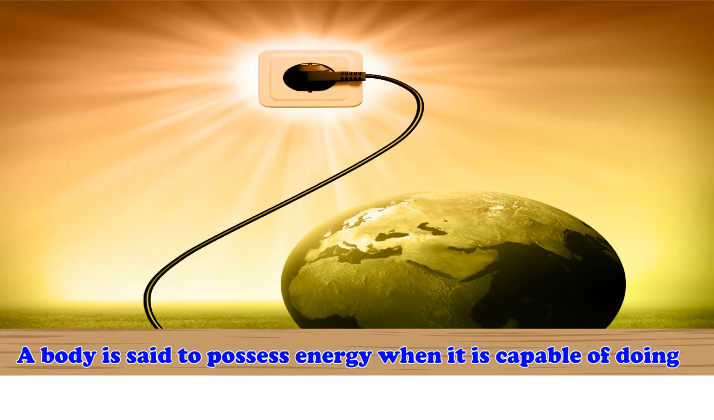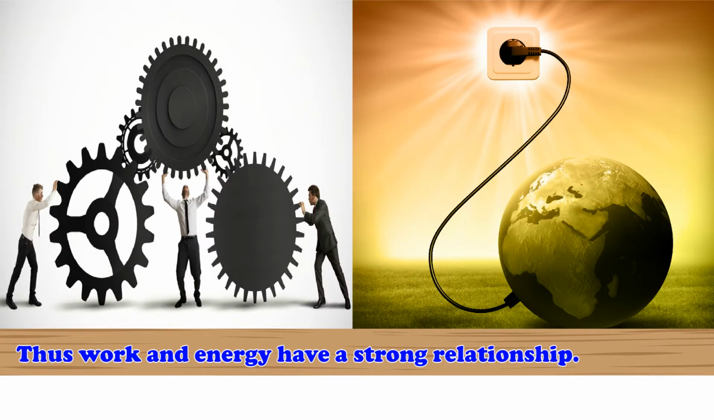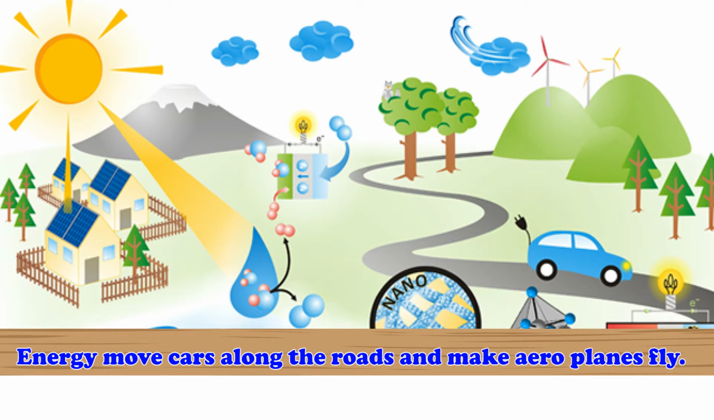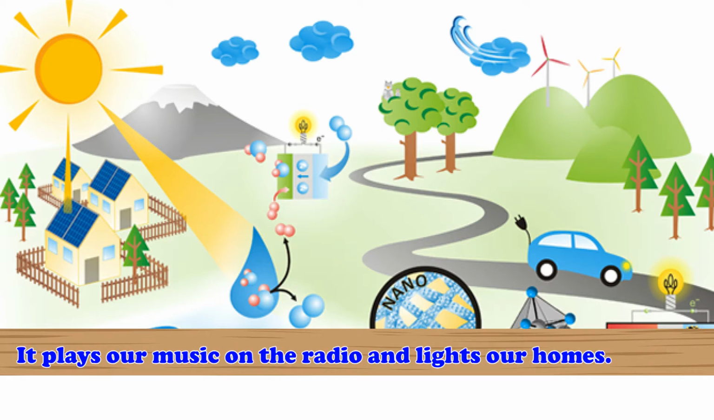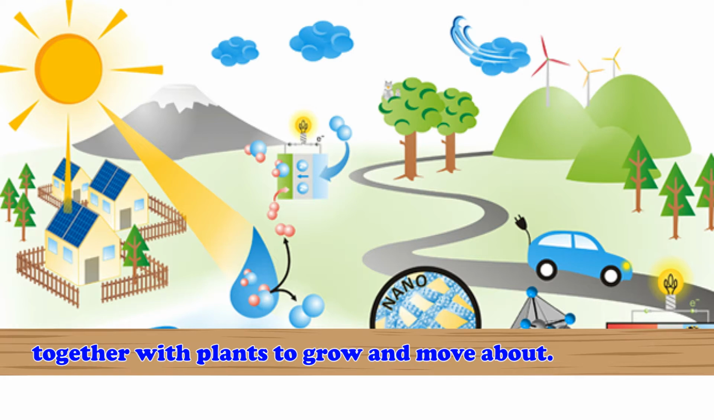A body is said to possess energy when it is capable of doing work or of overcoming resistance. Thus, work and energy have a strong relationship. Energy is spent when work is done. Energy is the stored capacity to do work. Energy moves cars along the roads and makes aeroplanes fly. It plays our music on the radio and lights our homes. Energy is used for our bodies to gather with plants and grow and move about.